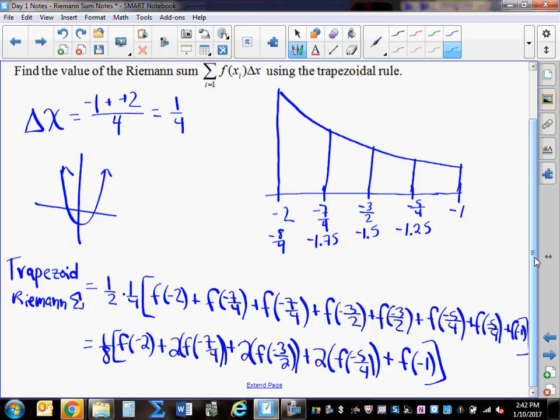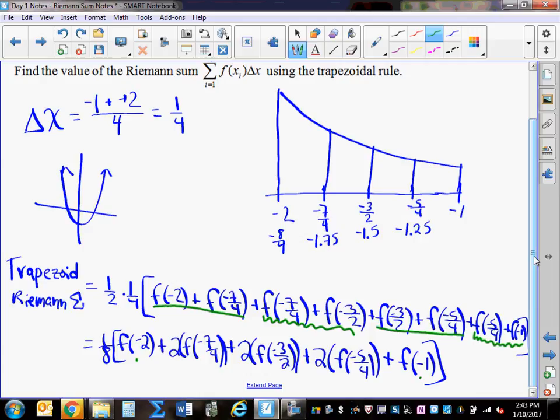Alright, regardless of whether you did condensed or not, you should have gotten something along these lines. This is our first trapezoid, -2 to -7/4. Then our next trapezoid, -7/4 to -3/2. Next one, -3/2 to -5/4. And our last one, -5/4 to -1. Condensed formula, we've got 1/2 times 1/4. Okay, but we've got our endpoints here, and then twice of everything. Do we agree with that?